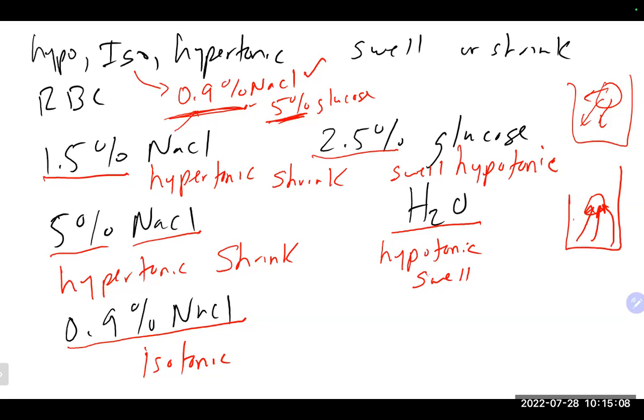So again, the 0.9% sodium chloride or any type of saline solution, ionic solution, 5% glucose are your isotonic solutions, and those are the ones you want to remember and compare things to. Any questions on that there?